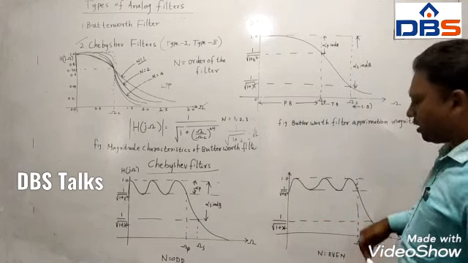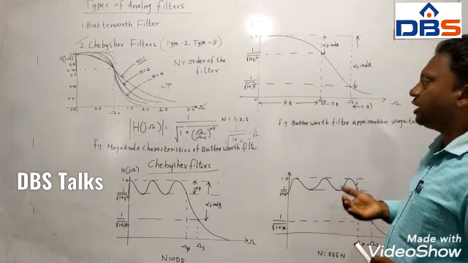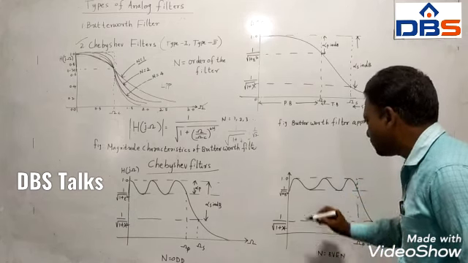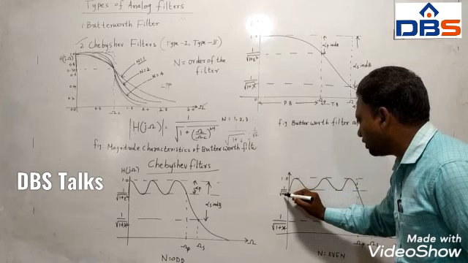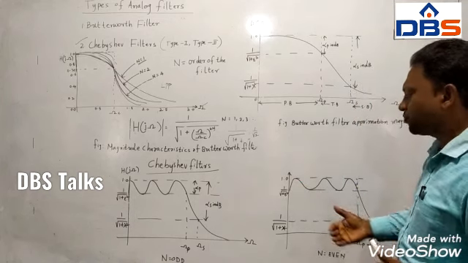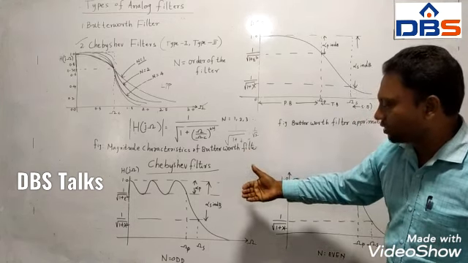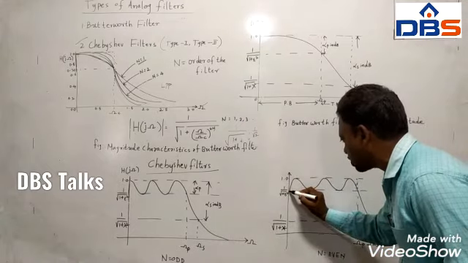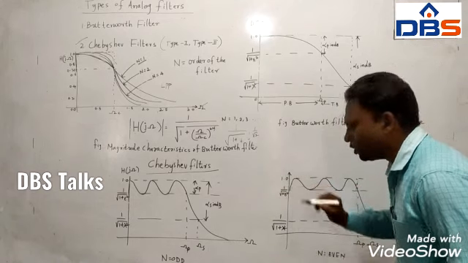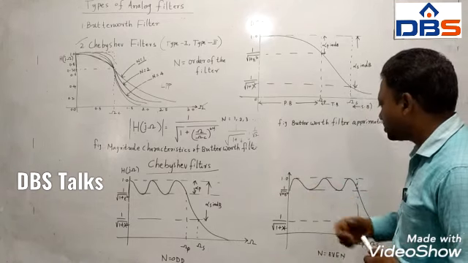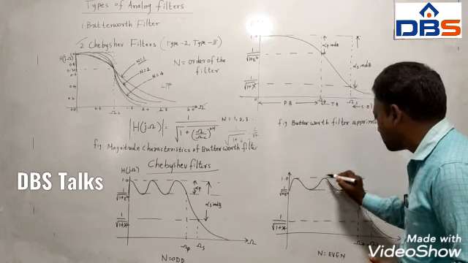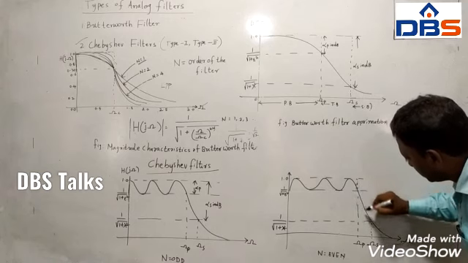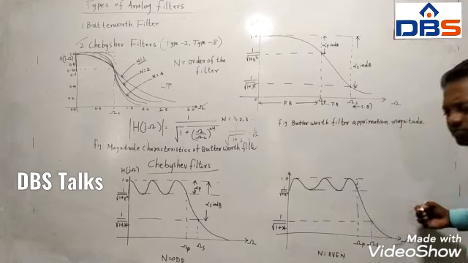Coming to the even case, otherwise we can say when the order of the filter is even, it will start from 1 by under root 1 plus epsilon square. That is the major difference between Chebyshev filters when n is odd and when n is even. When n is even, the magnitude response starts from 1 by under root 1 plus epsilon square, and these are the passband ripples. In the transition band it will decrease, and in the stopband it becomes further less.